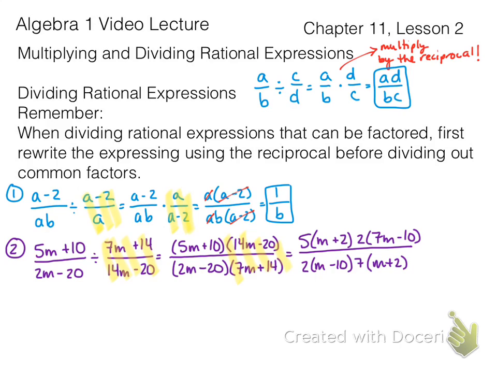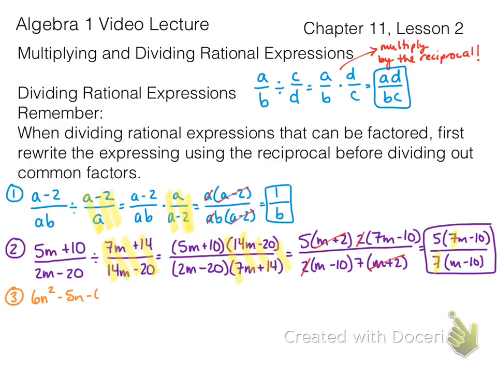cancel out what you have the same on the top and the bottom. We have some 2's that can cancel out and some m plus 2's that can cancel out, leaving me with just 5 times the quantity 7m minus 10 over 7 times the quantity m minus 10. And again, you can't cancel these out because they're in different places. They're not exactly the same on the top and the bottom, which means you can't cancel them out.